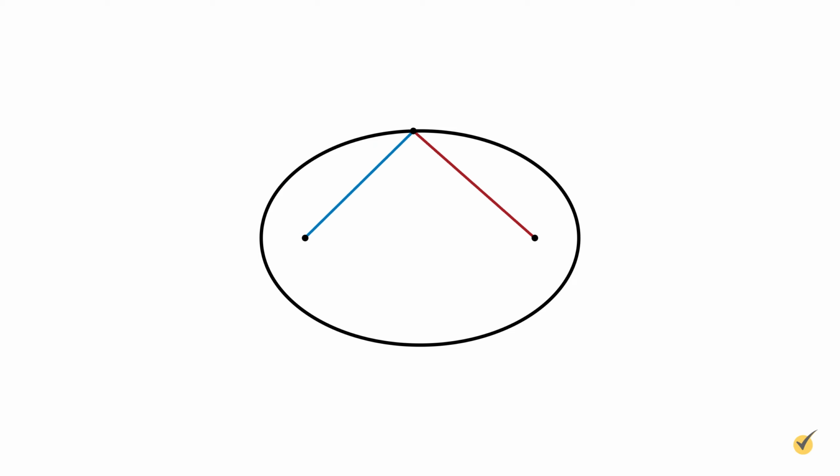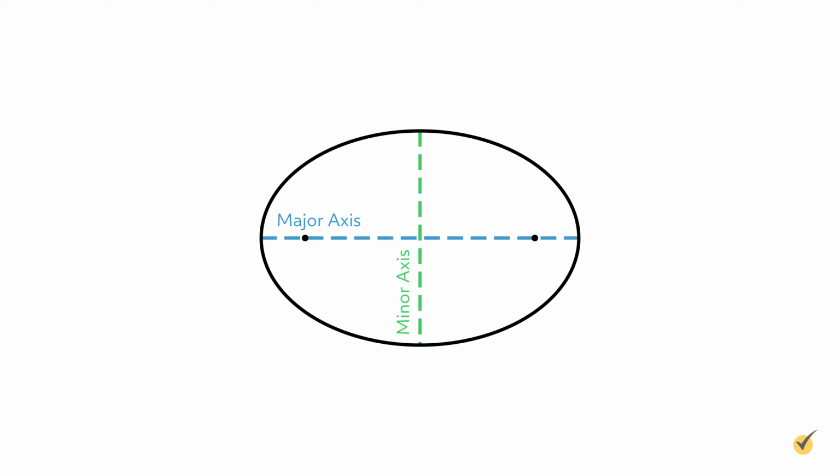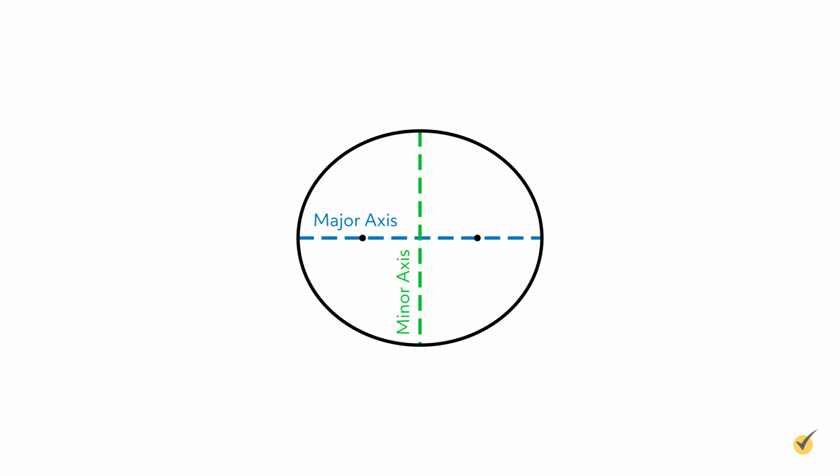Now let's talk more about those focus points. We find them on the major axis of the ellipse, which is always the longer of the two axes. Depending on the ellipse, the foci get closer to or farther from the center. Look at this ellipse that's not quite as squashed. Notice how the focus points are closer to the center of the ellipse in this one. This is due to something we call eccentricity, which is expressed as a value between 0 and 1.